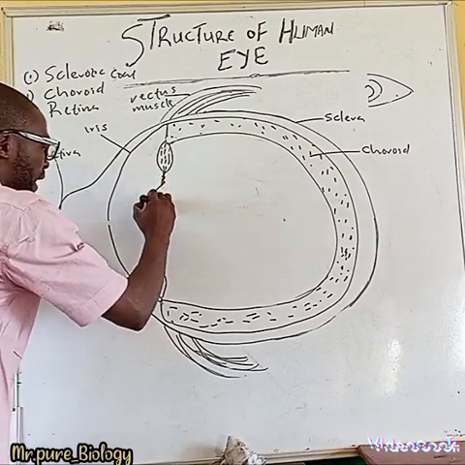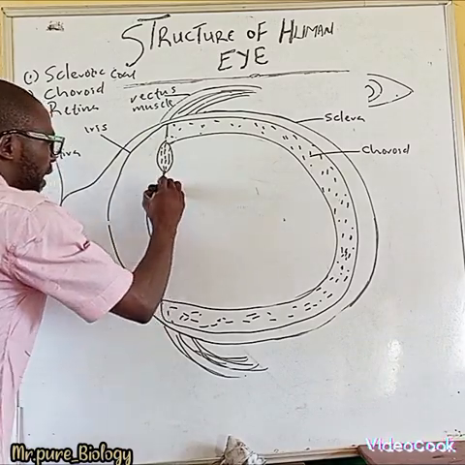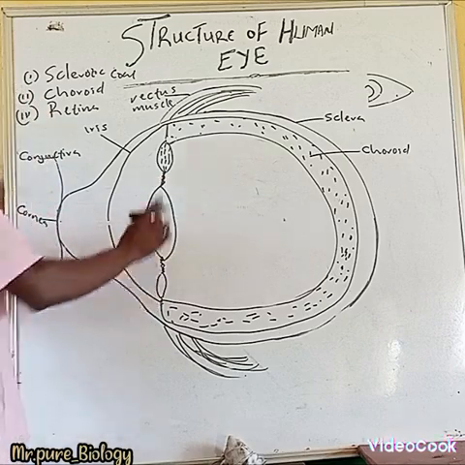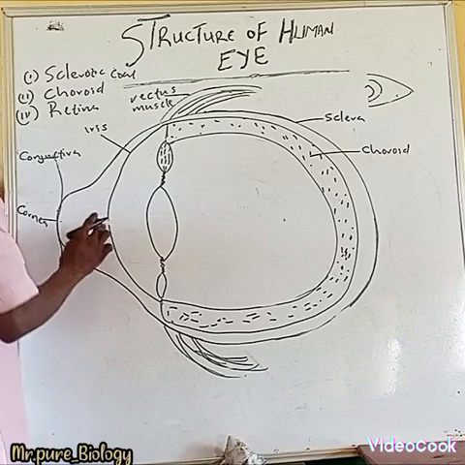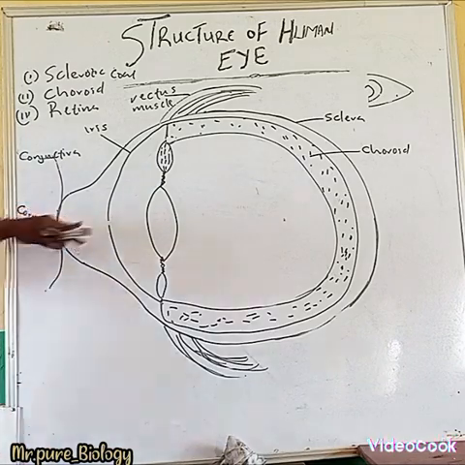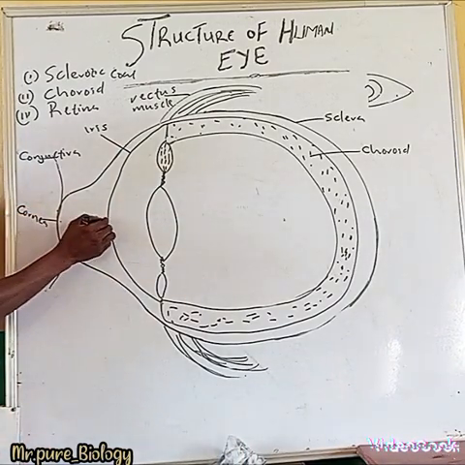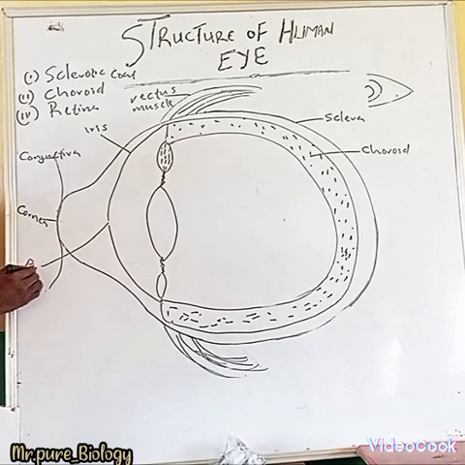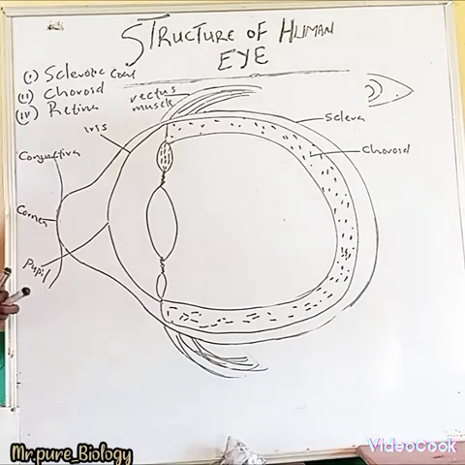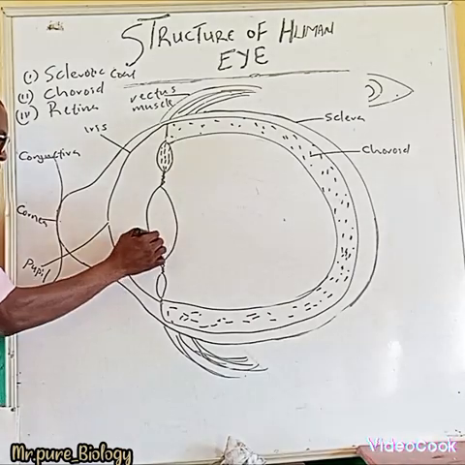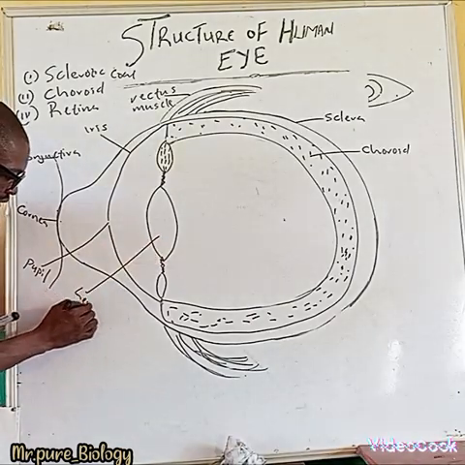Here we now have our lens. This is the lens. We can see that our lens is found at the back of what? At the back of the iris, at the back of the pupil. This is the pupil. Here I said we have the pupil. Now this is what? This is the lens. Let's say this is the lens.